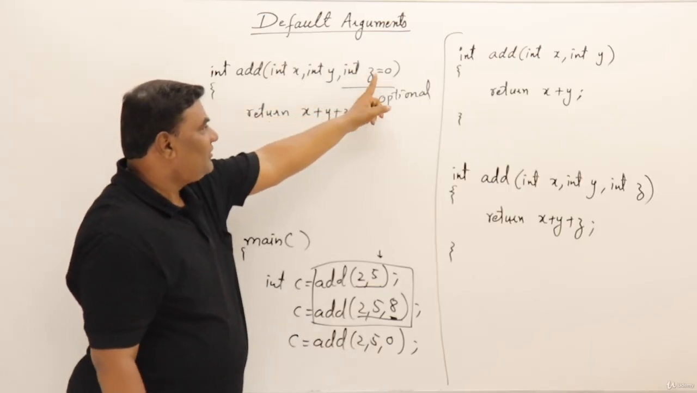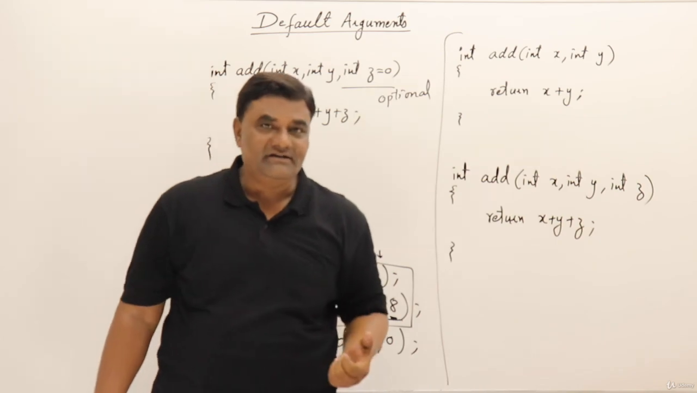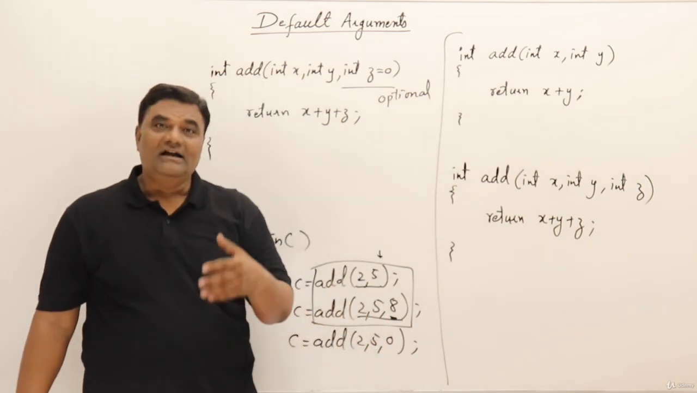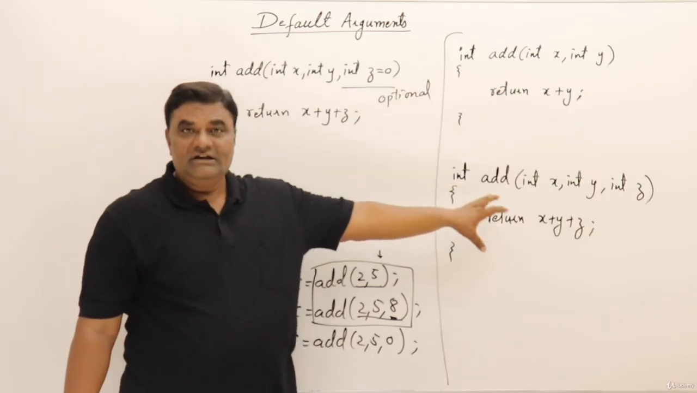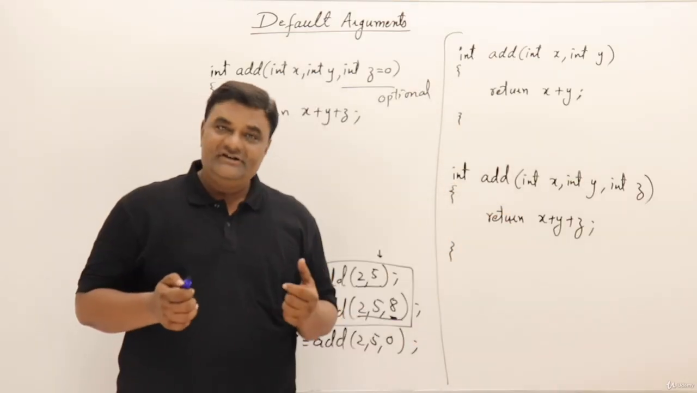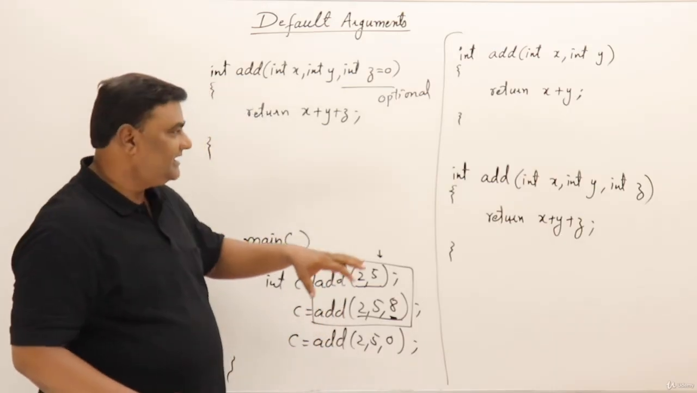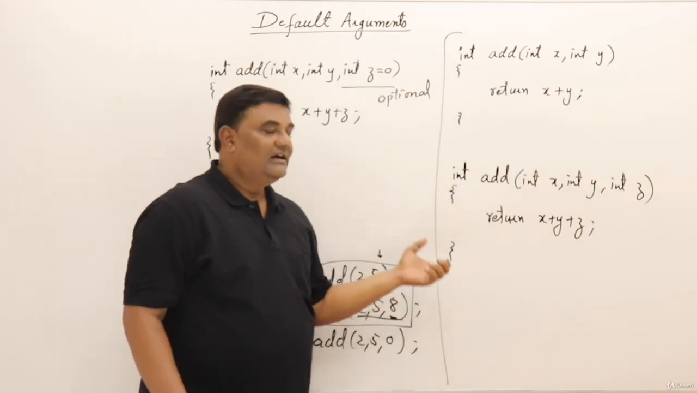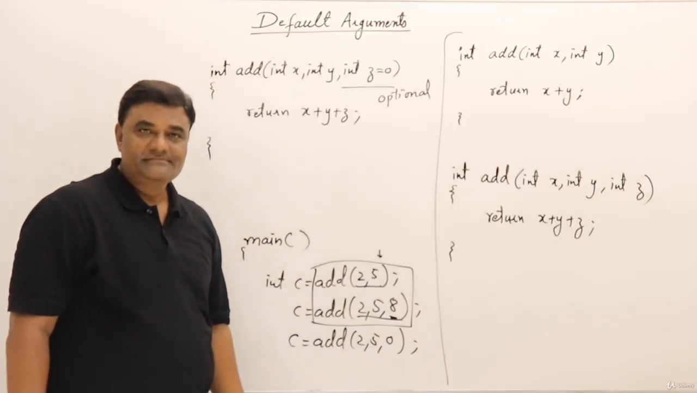So this is called a default argument. Assigning default values to the arguments makes a default argument function, and the benefit of default arguments is you can combine overloaded functions and write one single function. This is a very powerful feature of C++ and it is friendly for the programmer. He can combine various overloaded functions and write them as a single function with the help of default arguments.